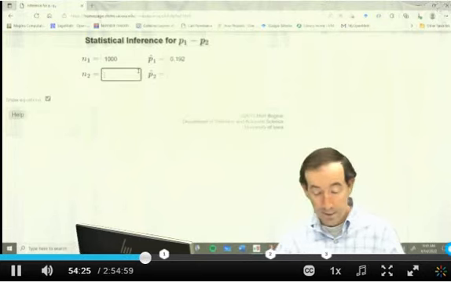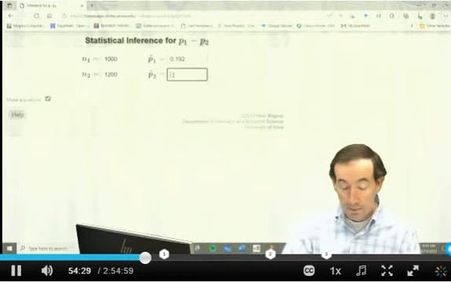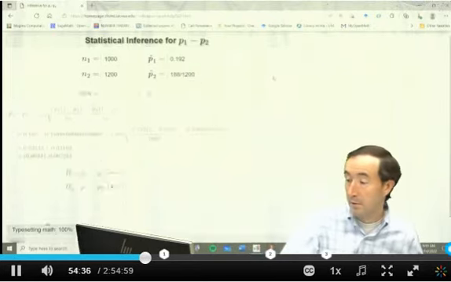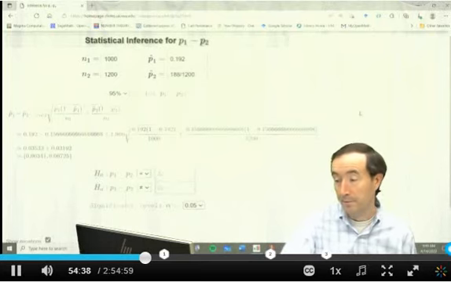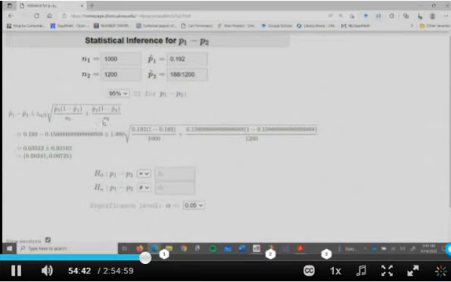In my second group I had 1,200. And in fact, I can be more specific here. There were 188 successes out of the 1,200. I don't need to put in the rounded value, so it will compute this for me. And you'll see, sure enough, here's my formula for the standard error: the square root of P1 Q1 over N1 plus P2 Q2 over N2.